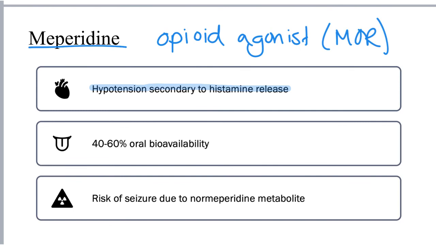It has higher oral bioavailability than morphine, about 40 to 60%. But there is the risk of seizure because one of its metabolites, norepinephrine, which is formed by CYP3A4 metabolism, can increase the risk of seizure by reducing the seizure threshold.